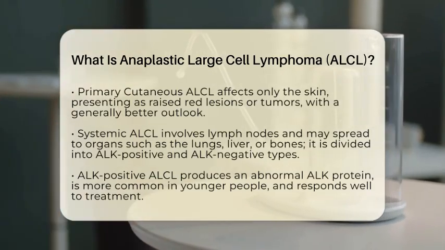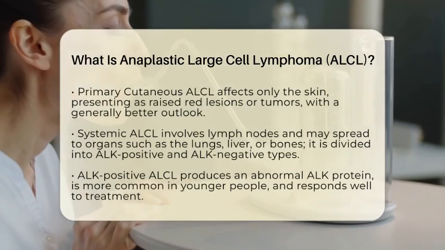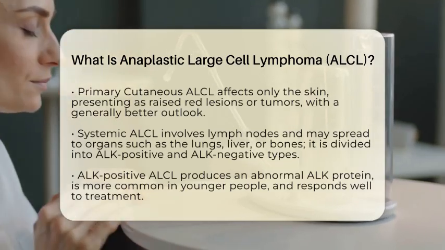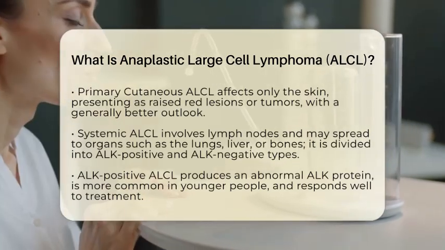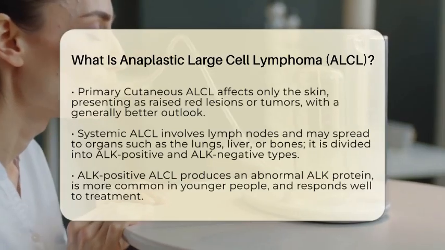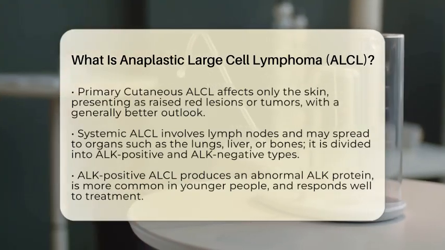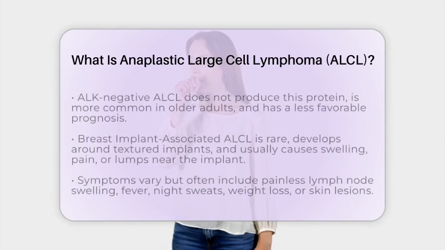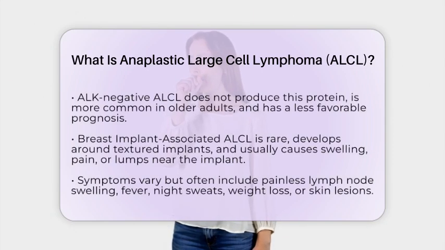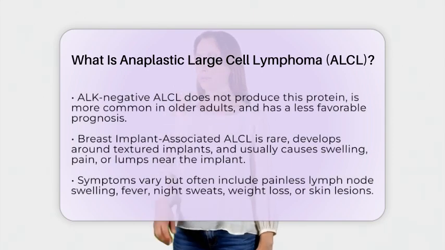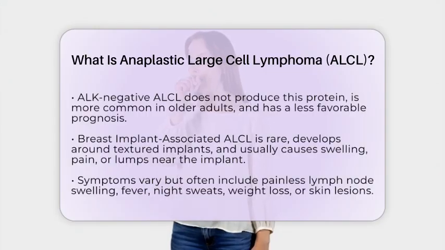outlook. The third type is breast implant-associated ALCL, which is rare and develops in the scar tissue or fluid around textured breast implants. It usually causes swelling, pain, or a lump near the implant and is often caught early because it stays confined to the breast area.